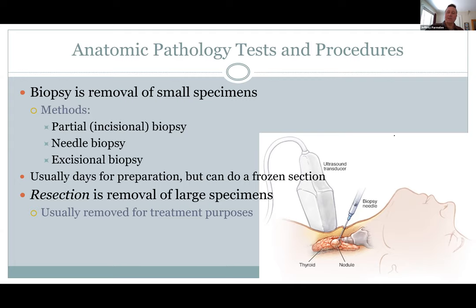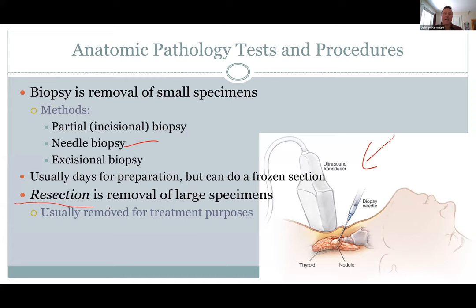So here you can see they're using ultrasound to guide them to put a needle into the thyroid gland to see if this nodule is cancerous or benign, and what their next step is. So needle biopsy takes a small piece; excisional, we need to excise, take a piece right there. You hear the term resection, they're going to resect it. That's when you just take a piece out. Resect the bladder or something like that, take a piece out like that.